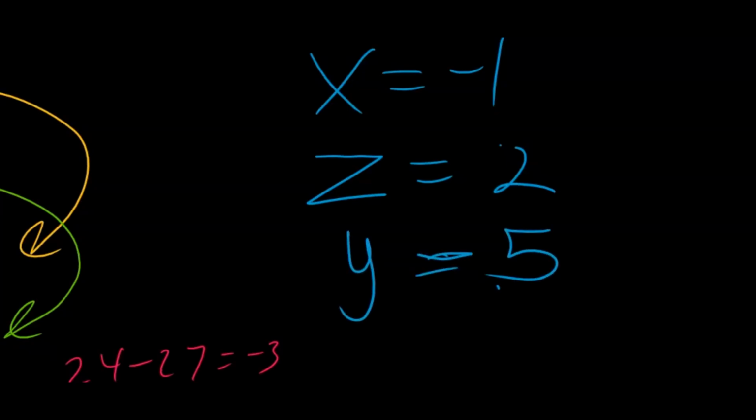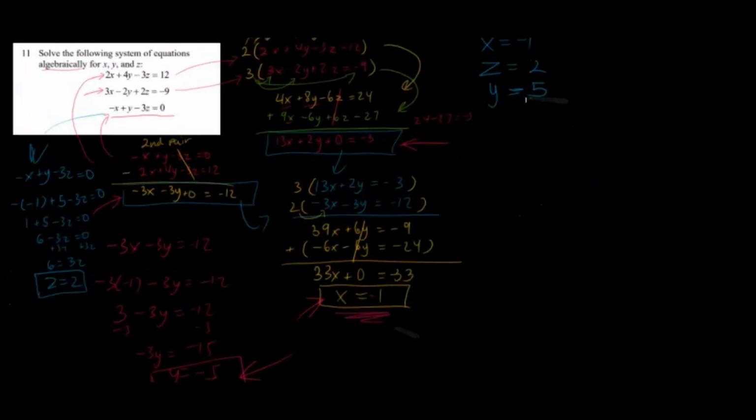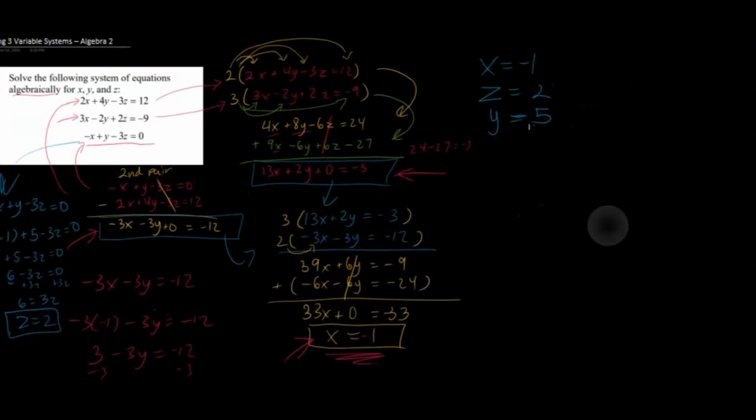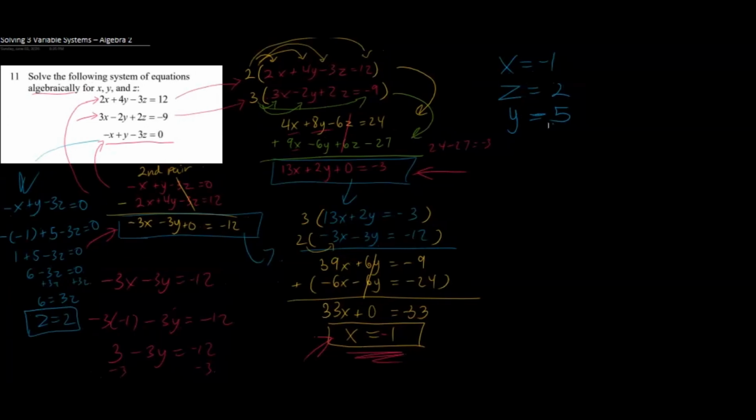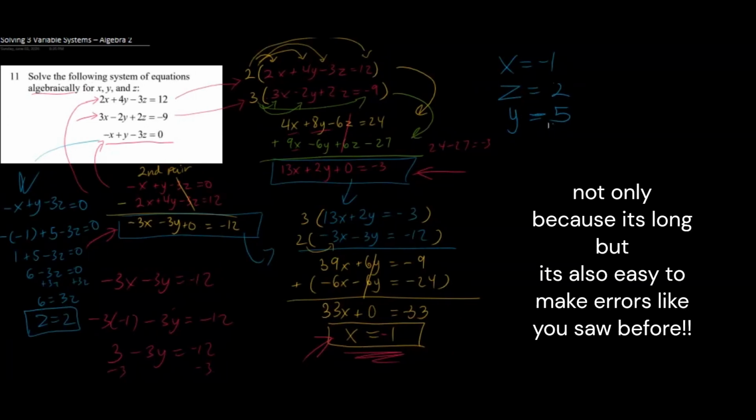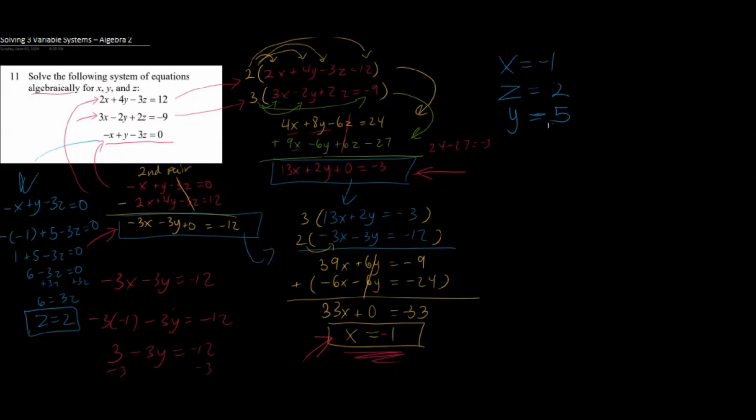And yeah, that does it for the 3 variable system. Hopefully you guys learned something. It's a very long process, so if you can, especially if it's multiple choice, avoid doing these steps by simply just using your calculator. You can use LinSolve and solve this.